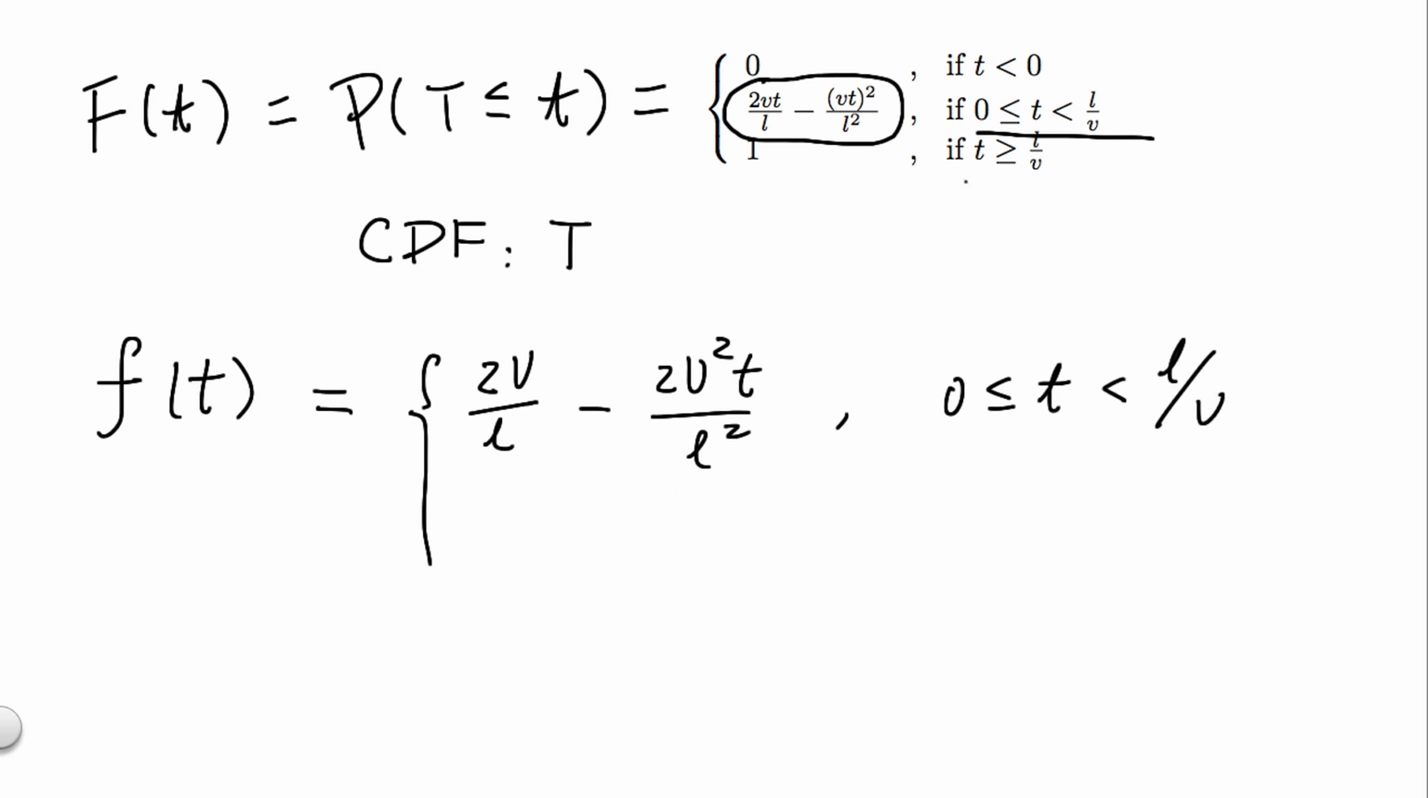Now, in any other region, either t less than 0 or t greater than L over V, we have a constant for the CDF, and hence its derivative will be 0. So this is for any other t, which we call otherwise. This completely characterizes the PDF of big T, and hence we've also finished the problem.